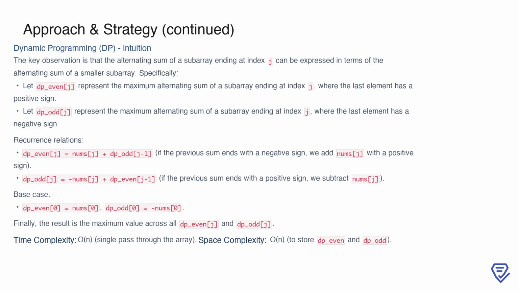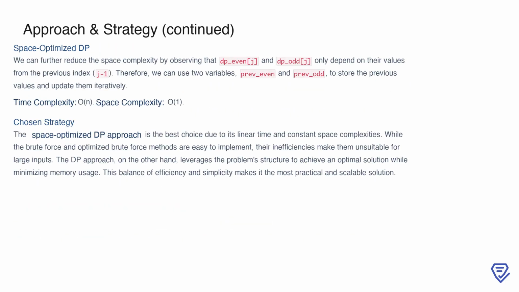This approach has a time complexity of O(n), because we process each element once, and a space complexity of O(n) to store the dp_even and dp_odd arrays. To make the dynamic programming approach even more efficient, we can reduce its space complexity. By observing that dp_even[j] and dp_odd[j] only depend on their values from the previous index, we can eliminate the need for maintaining entire arrays.